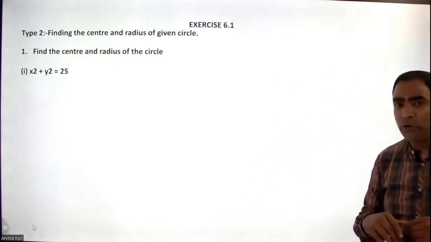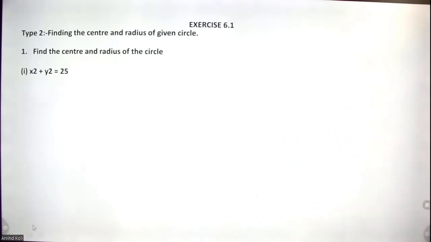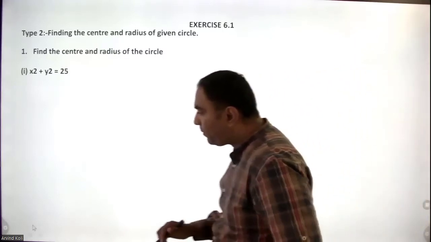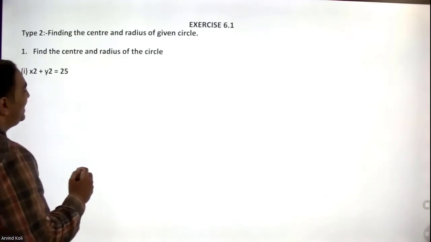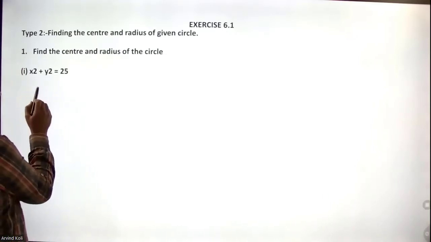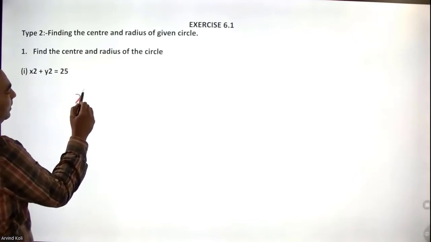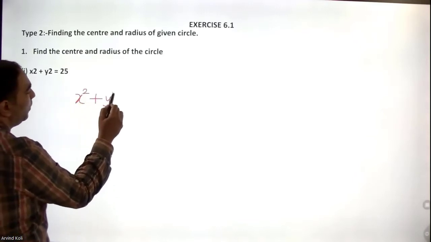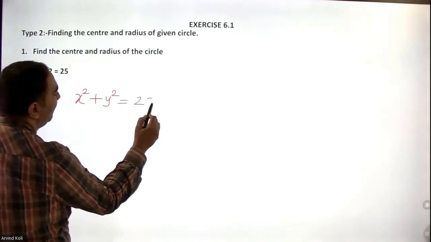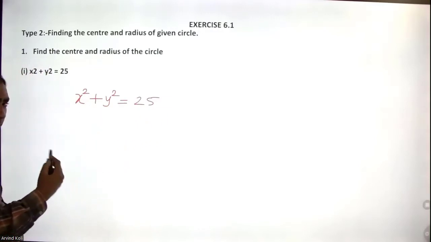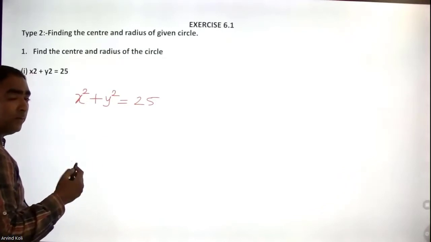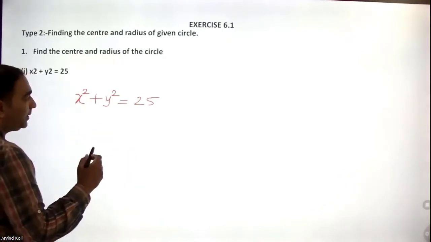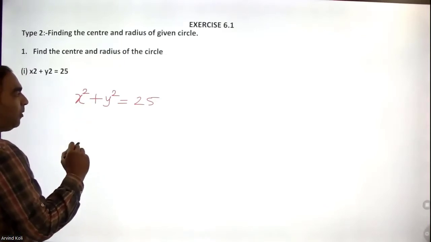Now when we look at the question, students, what do we understand? When we look at the equation of the circle, what do we understand? We understand that x square plus y square is equal to 25. The equation of the circle which is given is in the form of which form? It is a standard form. All right. So standard form के साथ compare करते हैं.